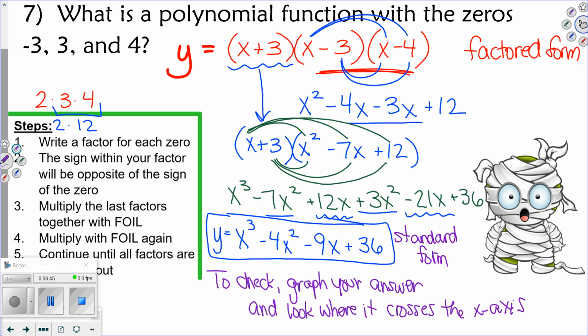So go to y equals, let's go ahead and type it in, x cubed minus 4x squared minus 9x plus 36, hit graph. If you have a weird window on yours from somebody from yesterday, you can hit just zoom 6 and it'll take it back to normal. Does it cross at negative 3, 3, and 4? It does. But do you see how you can check your answer pretty quick? Literally just type it in and be like, oh yeah, there it is. Beautiful. It will do the checking for you.